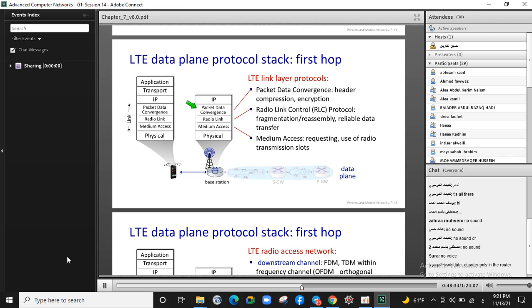And the MAC of LTE technology has 3 different sublayers. The upper one is packet data convergence. This sublayer is responsible for encapsulating the IP packets into a frame that should be sent over the wireless link.